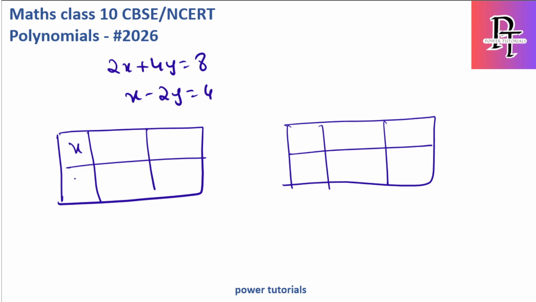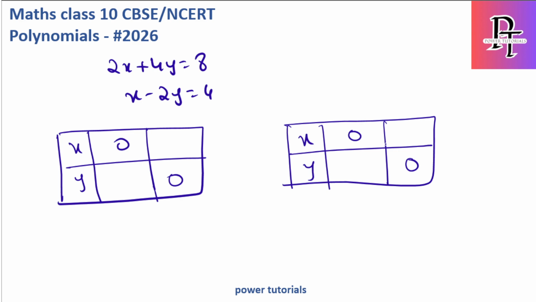I'll write x, y, again x, y. So in most cases I suggest you try it this way: keep x as 0, get the value of y; keep y as 0, get the value of x. Because using points like 0, 4 and 4, 0, it is easy to plot a graph. But it's not mandatory, you don't have to follow it, it's up to you.